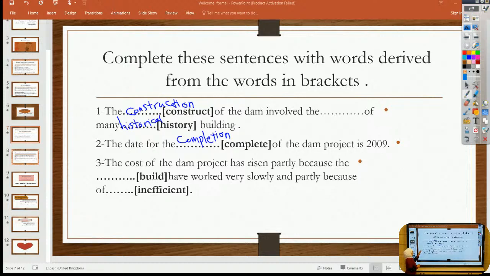Three, the cost of the dam project has risen partly because the have worked very slowly. Who have worked? So here we need the people. Who? Builders. Because builders.